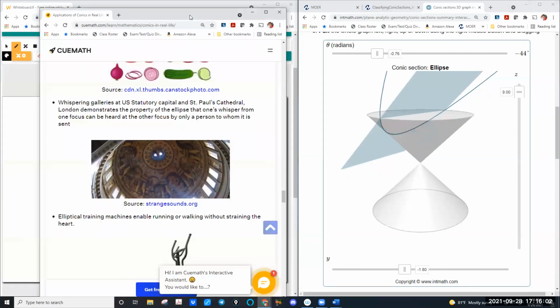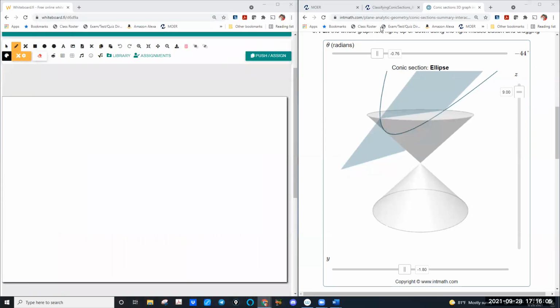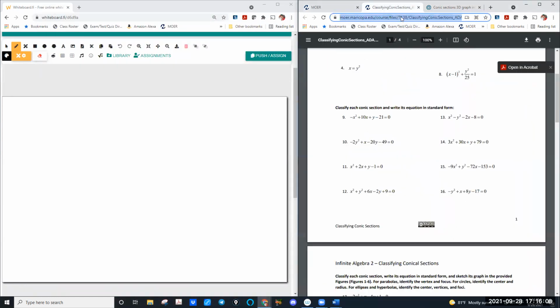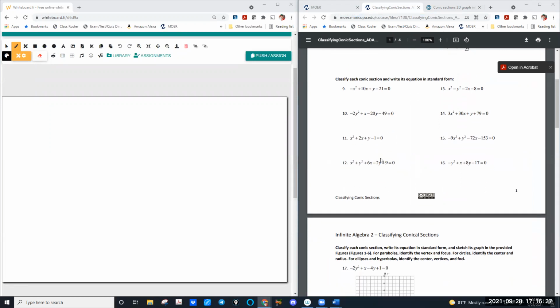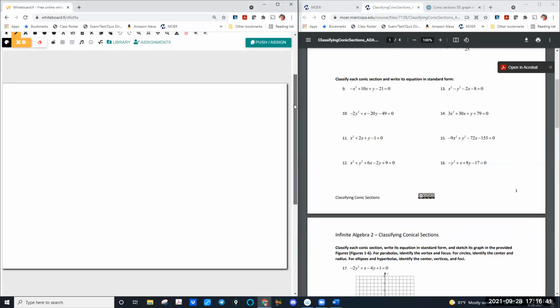Now let's talk about what we're going to be doing with them in here. So I'm going to throw this worksheet in chat because this is going to be the worksheet we're working with today. What we're going to do today is take some time to identify the type of conic section we have, and then identify some of its important pieces. Its vertex, its vertices, its foci, focus, if it's one or two, that sort of thing. And I'll talk about some of these pieces as we go along.